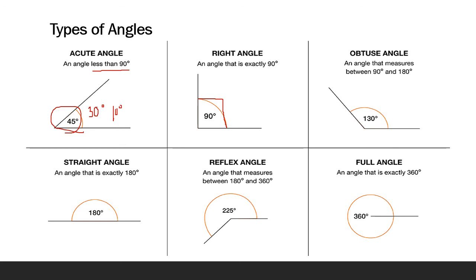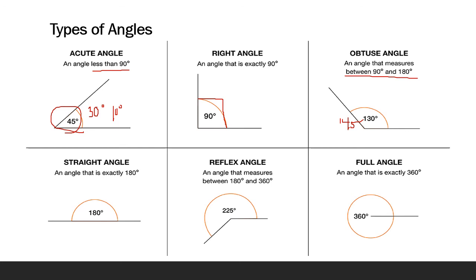And an obtuse angle's measurement should be in between 90 and 180 degrees. So it can be 145, for as long as it does not exceed 180 degrees and does not fall below 90 degrees. It must be in between 90 degrees and 180 degrees. That's what we call an obtuse angle. A straight angle is an angle that is exactly 180 degrees. A straight line always has an angle of 180 degrees.